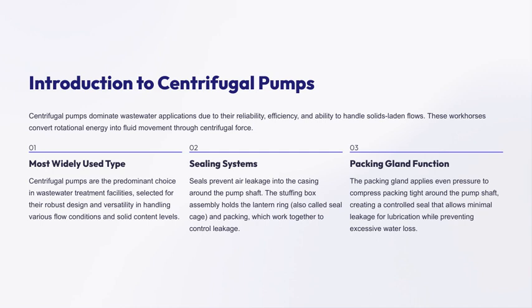Finally, the packing gland is a vital component in this sealing system. Its main function is to apply even pressure on the packing material around the shaft. This creates a controlled seal that minimizes leakage, which is important for lubrication and preventing water loss. Properly adjusting the packing gland helps maintain the pump's efficiency and longevity. Connecting all these points, understanding how centrifugal pumps work and how their sealing systems are maintained is fundamental to ensuring reliable wastewater treatment operations.